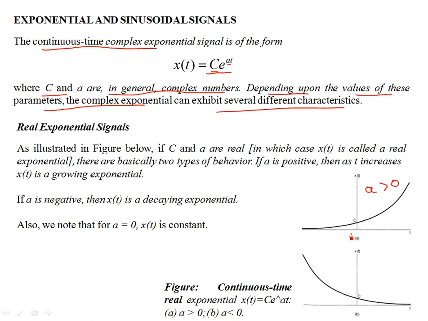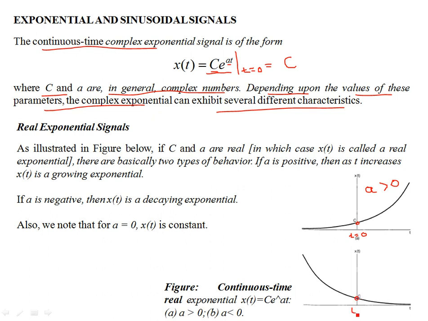At t equal to 0, you can see that the signal takes the form of a constant, and that is c. That's not hard to see. For example, when you substitute t equal to 0, then x of 0 is c. Regardless of whether a is a positive or negative quantity, real or complex, at t equal to 0, the exponential is a constant. So that's the value at one point in time, that is t equal to 0.